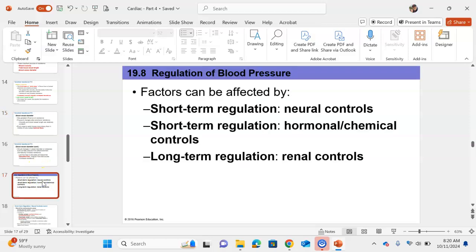Now we're moving on. This is, as you can see, slide 17 of 29. All right, now let's talk about the factors that affect blood pressure. So we're looking at short-term regulation, basically, which is what I just mentioned. So the neural controls, and we're looking at other things like hormonal or chemical controls. All of these things can have a moment-by-moment impact. And then the kidneys can actually get involved with long-term regulation of blood pressure.